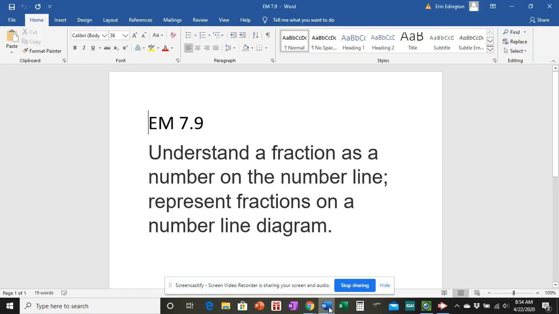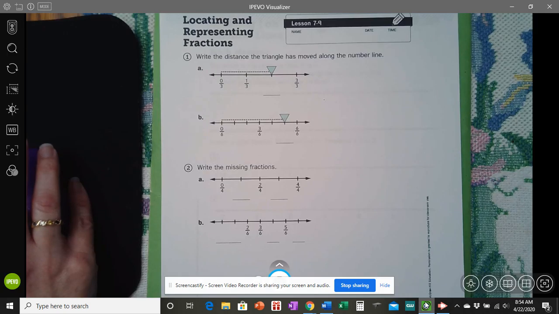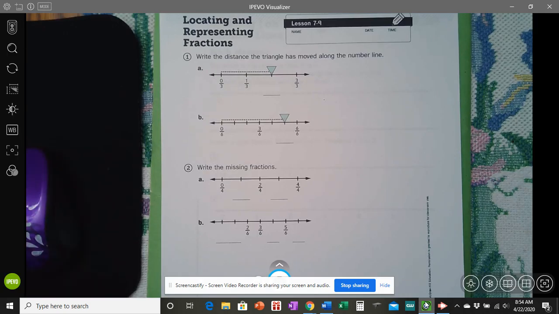Good morning, friends. We are going to be working on Everyday Math Lesson 7.9 this morning. Understand a fraction as a number on the number line and represent fractions on a number line diagram. Alright, so here we are locating and representing fractions.